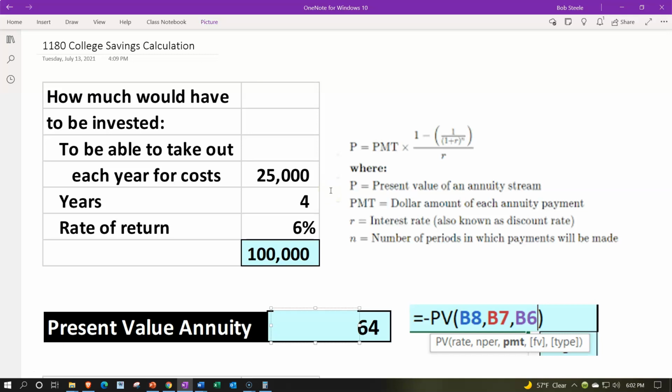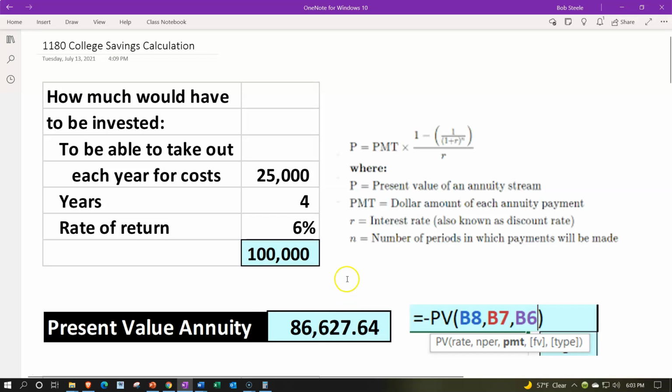Now, obviously, you might say, well, the first guess would be that I would need 25,000 times 4, which would be 100,000, because I'm going to be spending 25,000 a year. But of course, if we had that lump sum already invested, we wouldn't need the full 100,000. It'd be something closer to 86,627, due to the fact that during that 4-year time period, the money that's still in the savings account should be generating a return on it.